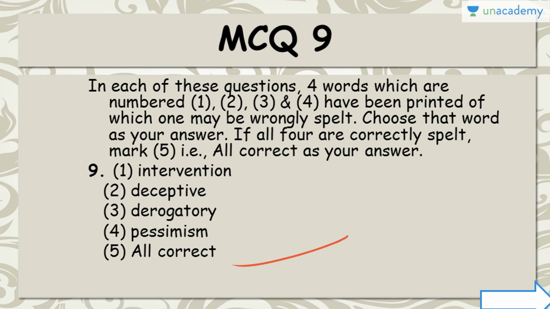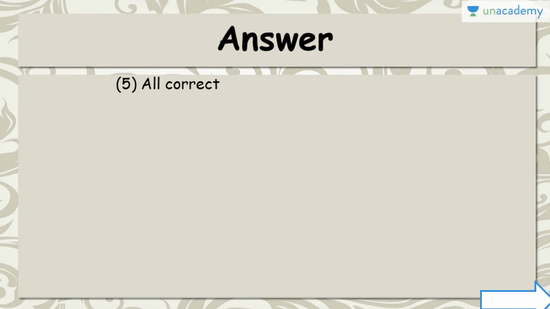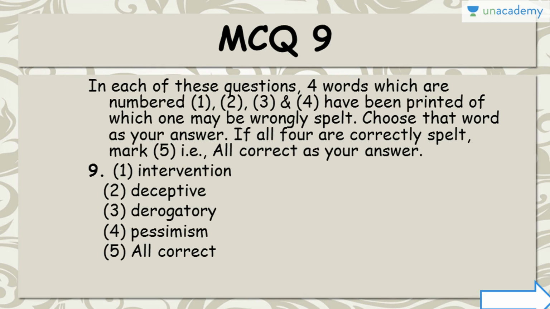And the correct answer to this question is 5, all correct, because all 4 of them are correctly spelled. Intervention is right, deceptive is right, derogatory is right, and pessimism is also right. So there's no error, all correct is the right answer.